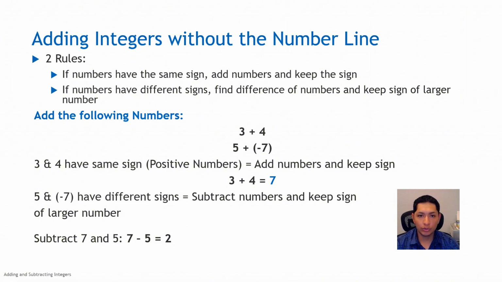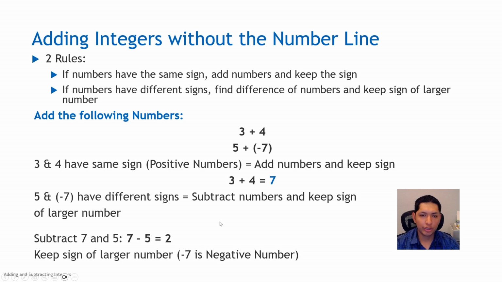But that 2 doesn't mean that I'm done with the problem. That's simply the first of the two things that I must do, which is subtract. The next thing is to assign it the sign of the larger number. The larger number here between 5 and 7 is 7, and the sign associated with this larger number of 7 is negative. Therefore, now that I have subtracted the two numbers, and that gives me 2, I just simply assign that negative sign to the answer, and the answer becomes negative 2.